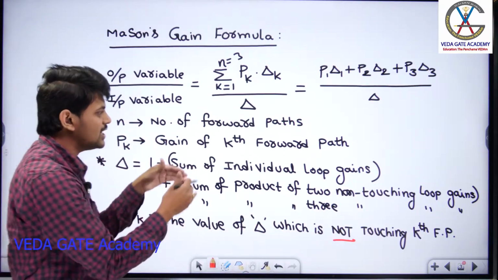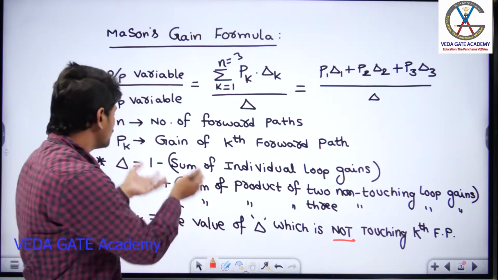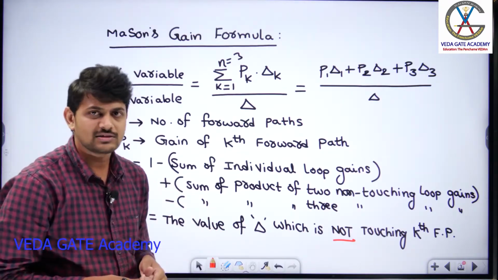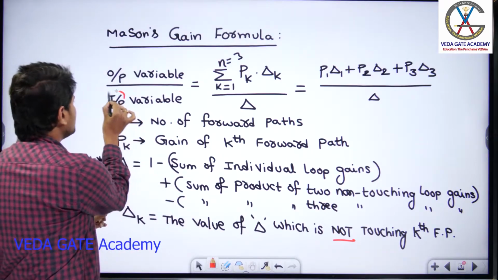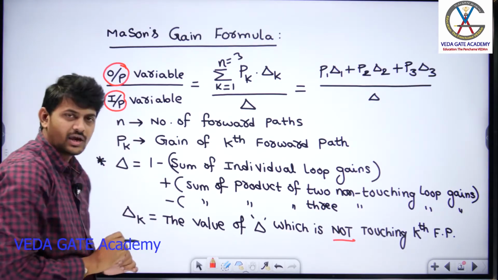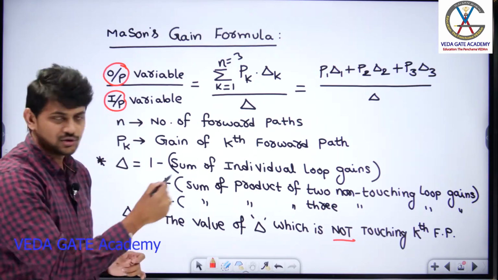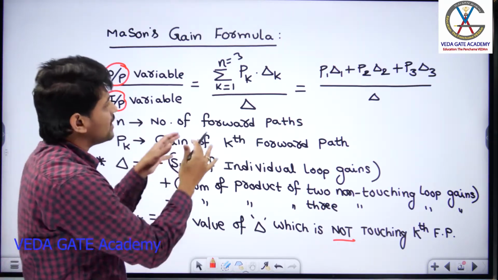We will try to understand the exact meaning of how to calculate these things if you start with some particular example. So I hope you understand this formula. The important thing here is output to input. I will tell you where we are going to make a mistake while solving questions. Let me apply this formula.